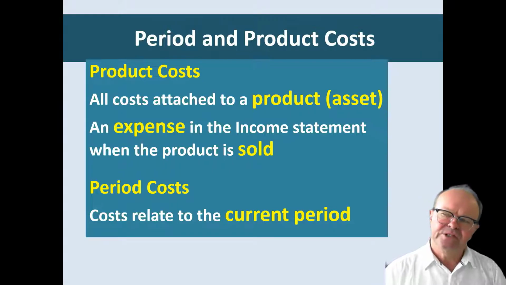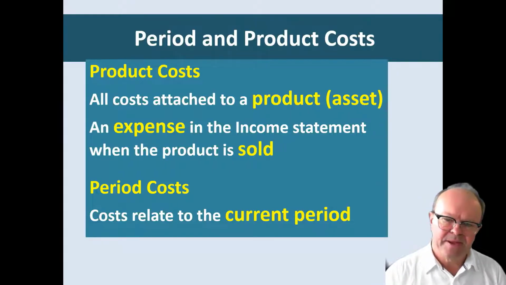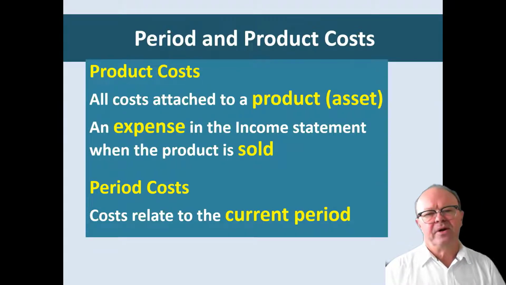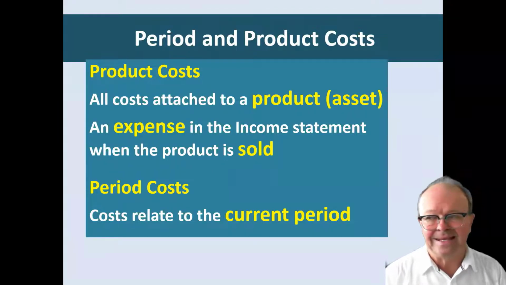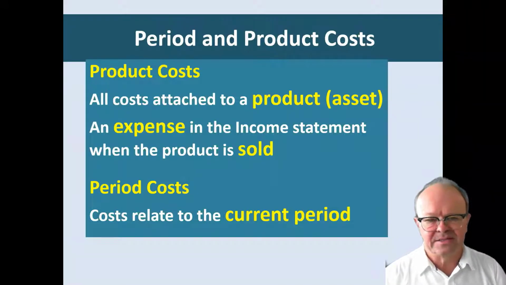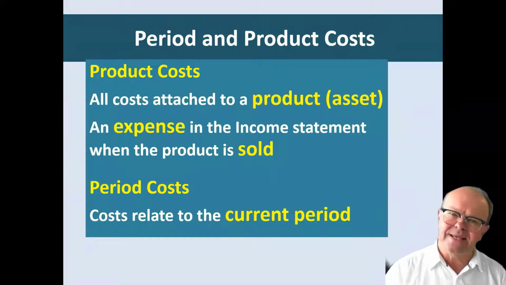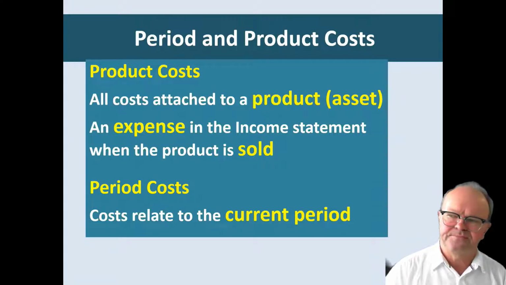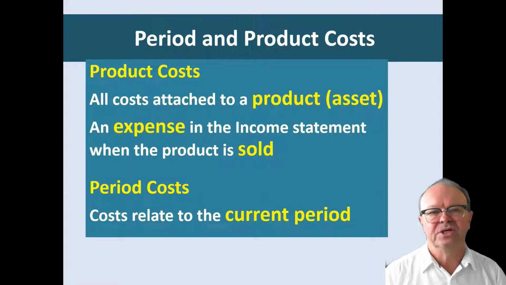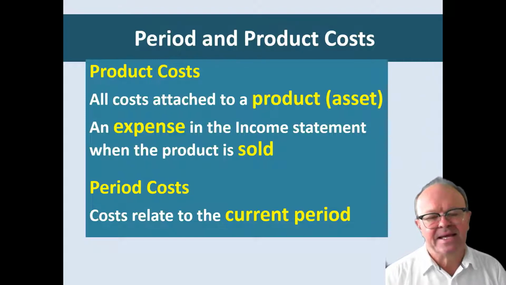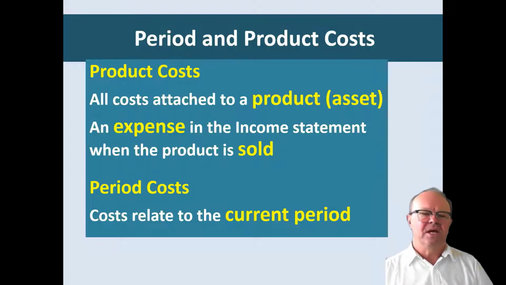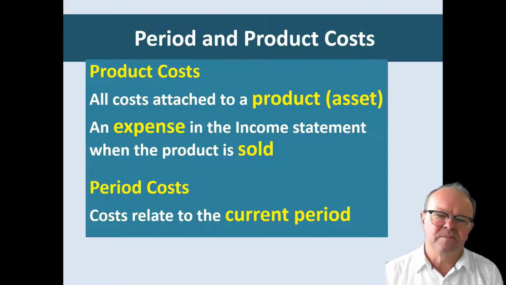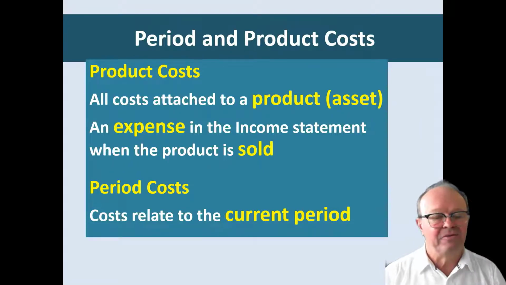You've got to understand there's a difference between an expense and a cost. All costs attached to a product is the product cost. So whatever cost we decide to attach to a product, it's a product cost. And it becomes an asset when we attach it to a product. It becomes inventory, it's an asset. We're expecting to get a future economic benefit from it, which occurs when we sell it. It becomes an expense in the income statement when the product is sold. So the product costs don't become an expense until the product's sold, which may be in a different period.